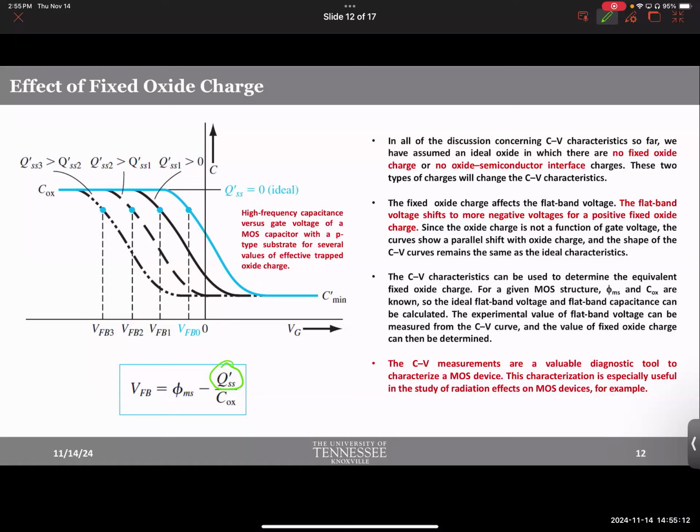Why? Because the flat band voltage shifted. Why did the flat band voltage shift? Because there are fixed charges in the oxide. How do I know how much fixed charge I have? That's the question. So what do?